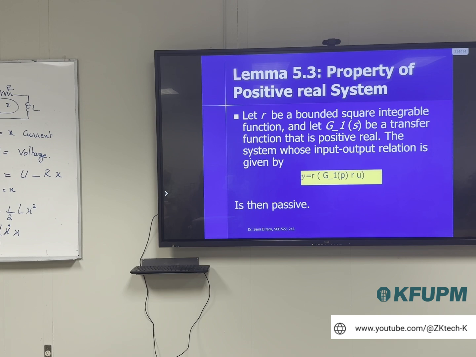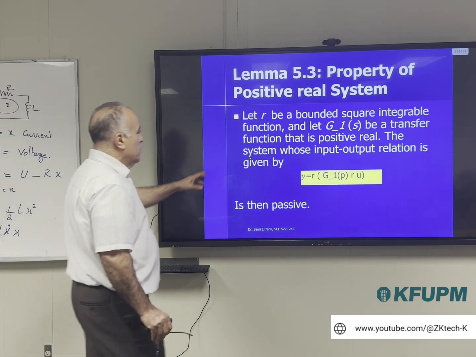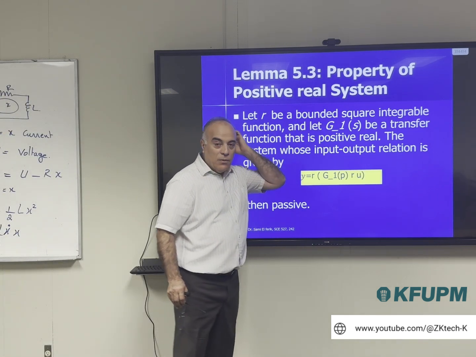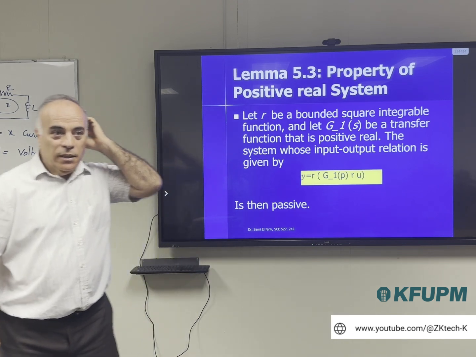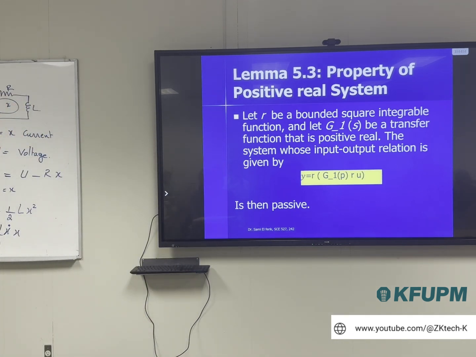The most important part of a theorem is not the result, it is the condition for the theorem. This is the most important part. So here you have to make sure that this is bounded square integrable functions. Square integrable means if you take the energy, the integral of the square, you find it finite. Everybody is okay with this? So if you change the input U to something that is not finite, not integrable, then this theorem does not apply. So this is a good remark.